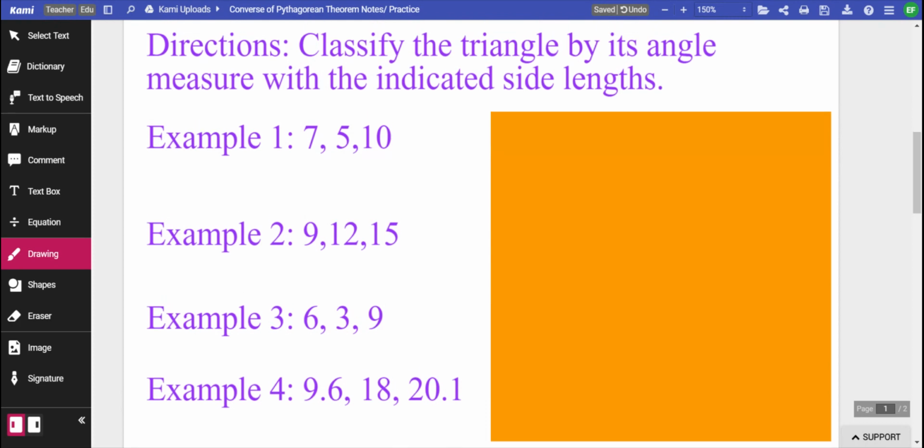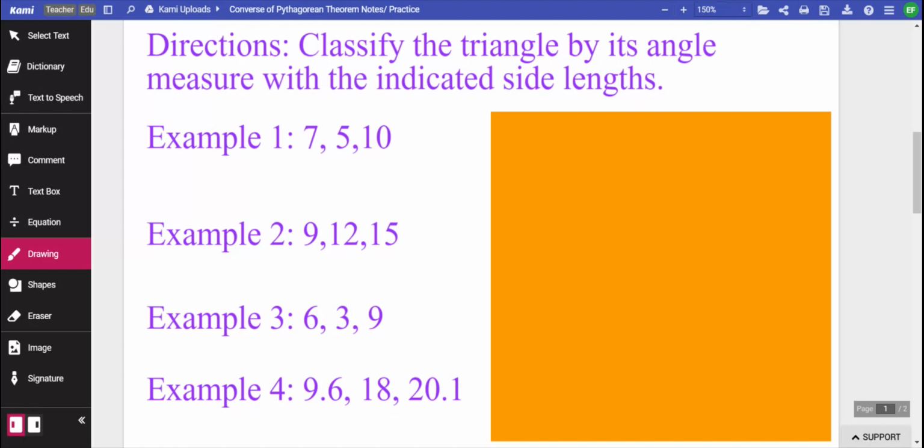You'll see sets of problems just like this on any sort of practice or an assessment. You'll be asked to classify the triangles by their angle measures with the indicated side lengths. Something to keep in mind is that the last video we looked at was our triangle inequality theorem, which reminded us that the sum of any two side lengths has to be greater than the third length in order to create a triangle. So before we do any of these problems, we have to apply our triangle inequality theorem.